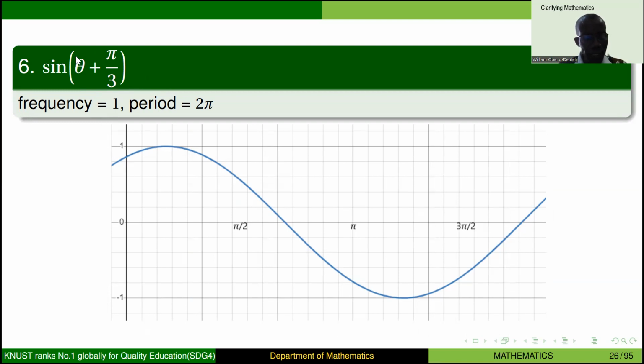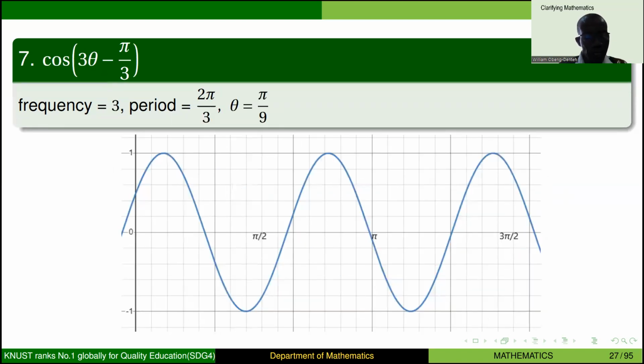Now, if you look at it, you have sine theta plus pi on 3. So our frequency will be 1. And then our period will also be 2 pi because the coefficient here is 1. And then the shift to the left, pi on 3. So this is the normal curve, but it's actually between our 2 pi. But then what happens is that there will be a shift to the left. So let's take note of that. So questions of this nature, that is how we normally go about that.